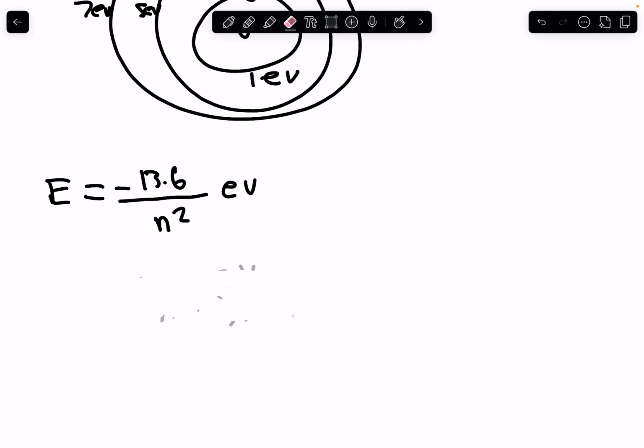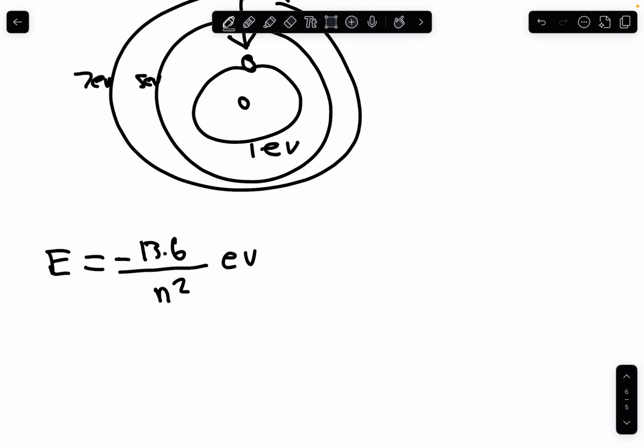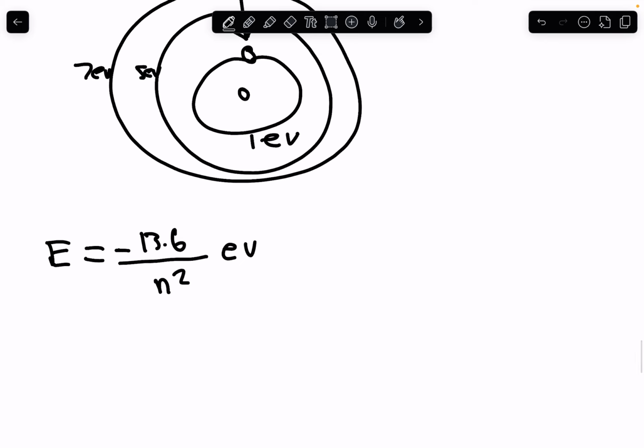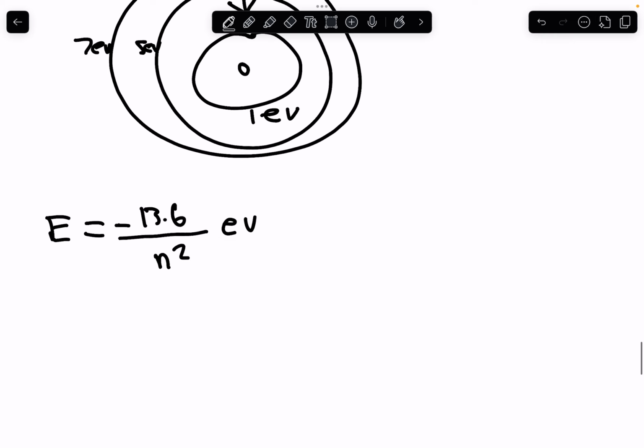So 13.6 is a constant value, so the energy is basically inversely proportional to the energy level squared. Okay, so given any two energy levels, for example, you want to find the difference between energy level 1 and energy level 3. You would calculate their energies and subtract, and now you'd know what wavelength or what energy is required for an electron to transition between these two energy levels. Okay.